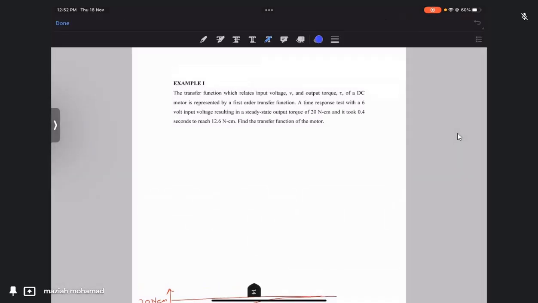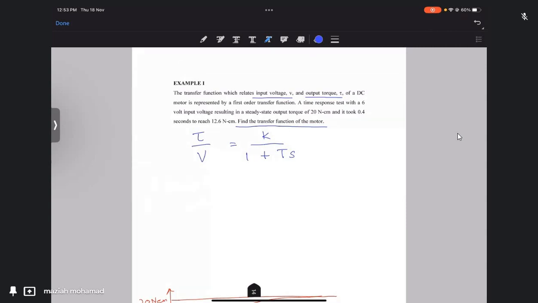Okay. The system is the motor, and then it asks you to find the transfer function of the motor, right? So the general transfer function will be torque over voltage, because the output is torque and the input is voltage. So it is equal to K over 1 plus Ts. That is the general transfer function. Then we need to define what is K and what is T.